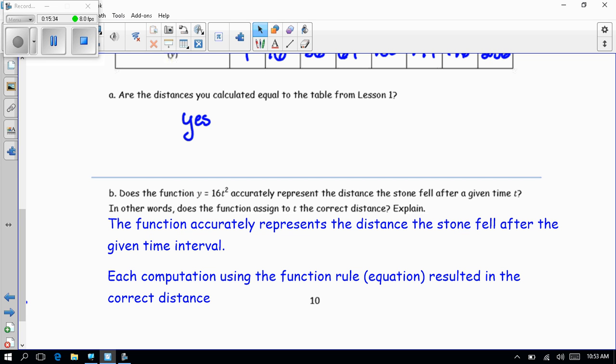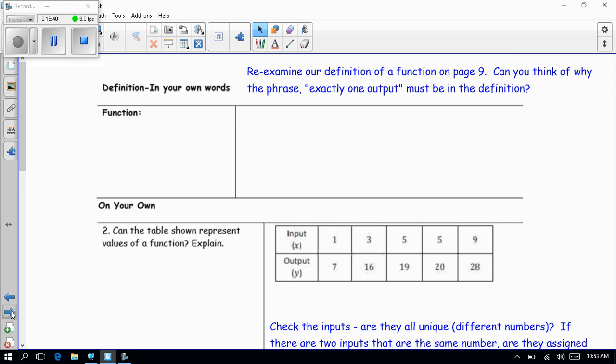So we're going to do a couple more things together, and then the rest we will finish in class tomorrow. Let's just flip the page one more time. Re-examine our definition on page 9 of a function. Can you think of why the phrase exactly one output must be in the definition? Think about it for a second. And then what I would like you to do before class tomorrow is come up with your own definition of function. So think about why the phrase exactly one output must be in the definition of a function, and come up with your own definition in your own words for functions.